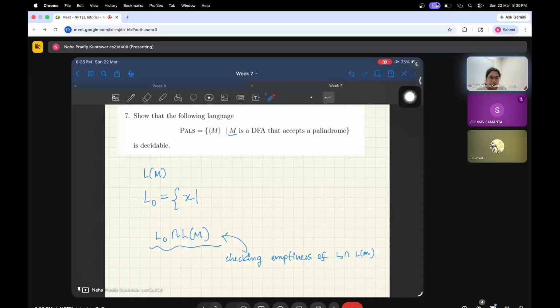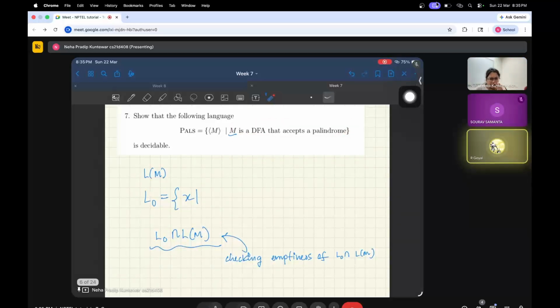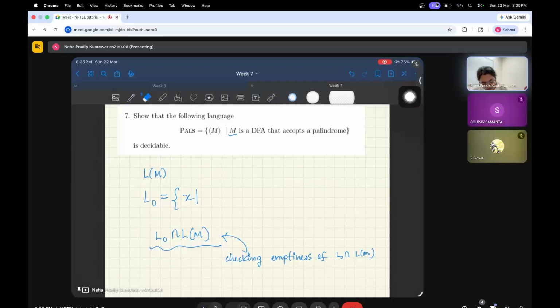You're not selecting the regular language because it is given to you. So this part is fixed for you because input is M. So L of M is fixed. You just need to choose L0 such that the intersection of L0 with this language captures this. So L0 would be WW^R, exactly the palindromes. L0 is nothing but the language of palindromes, the set of all x such that x is a palindrome.